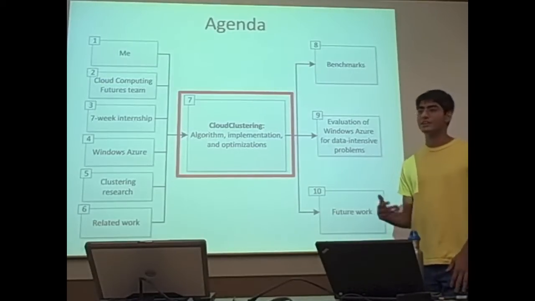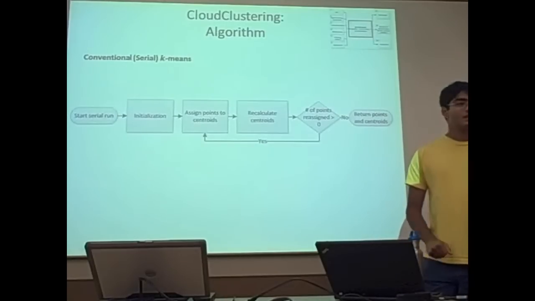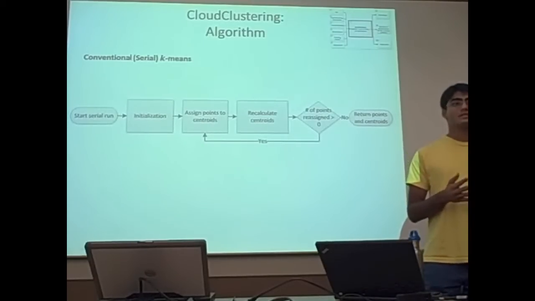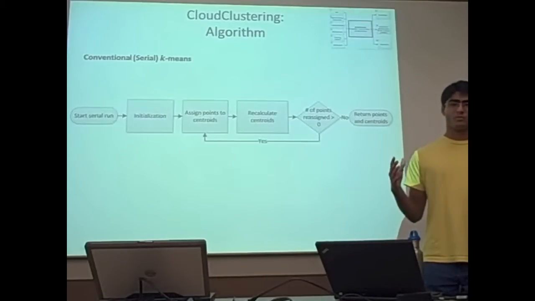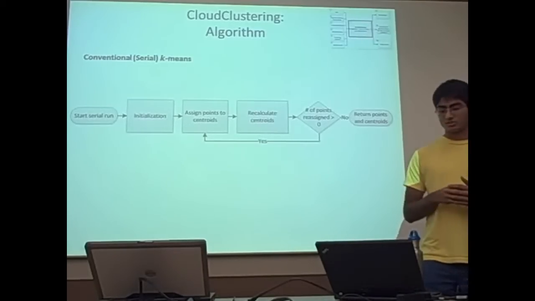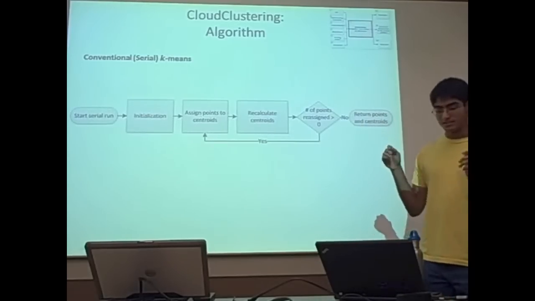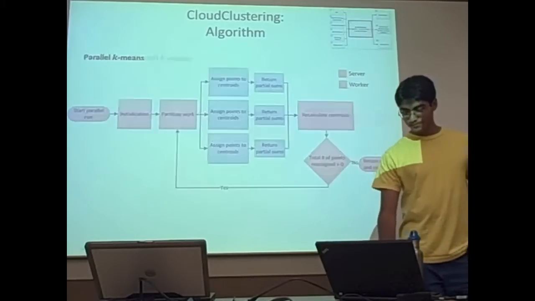So now let's go into the real details about the actual system of CloudClustering. Here's the serial k-means algorithm that we just saw. It's a conventional, very widely used algorithm. It only runs on one machine, so it's going to be slow for large data sets. With big data, we need parallelization to take care of this large input. Here you can see we initialize, we assign points to centroids, we recalculate, and we keep looping.